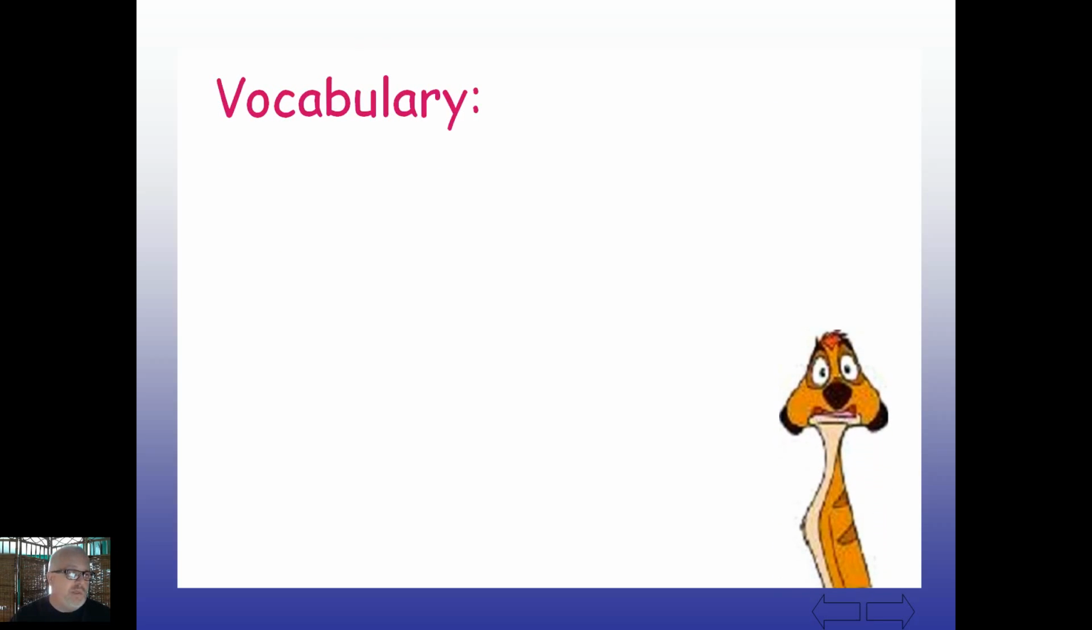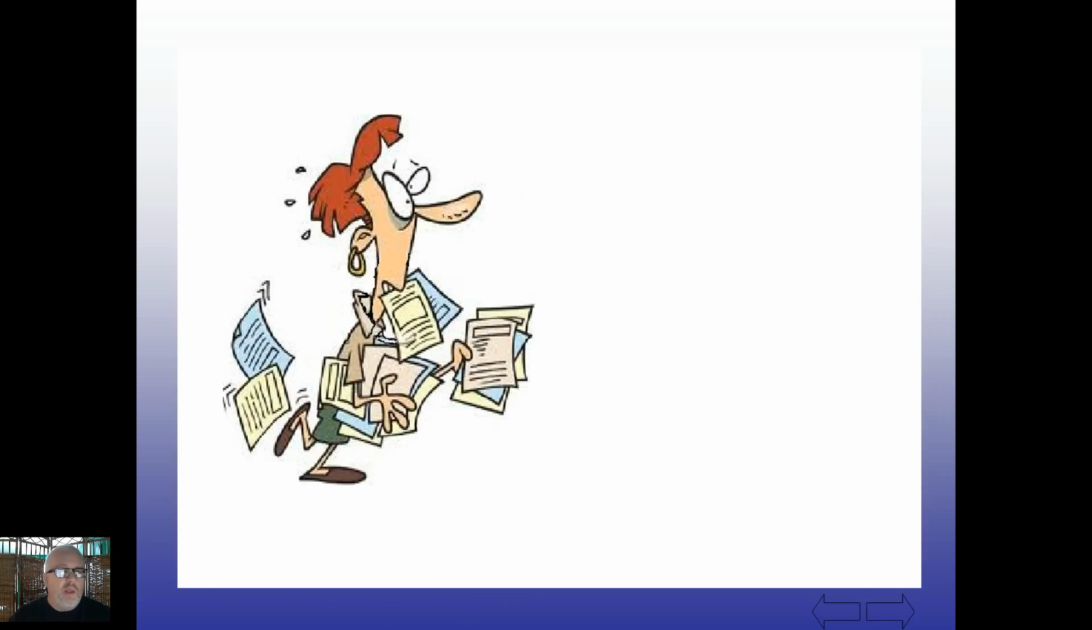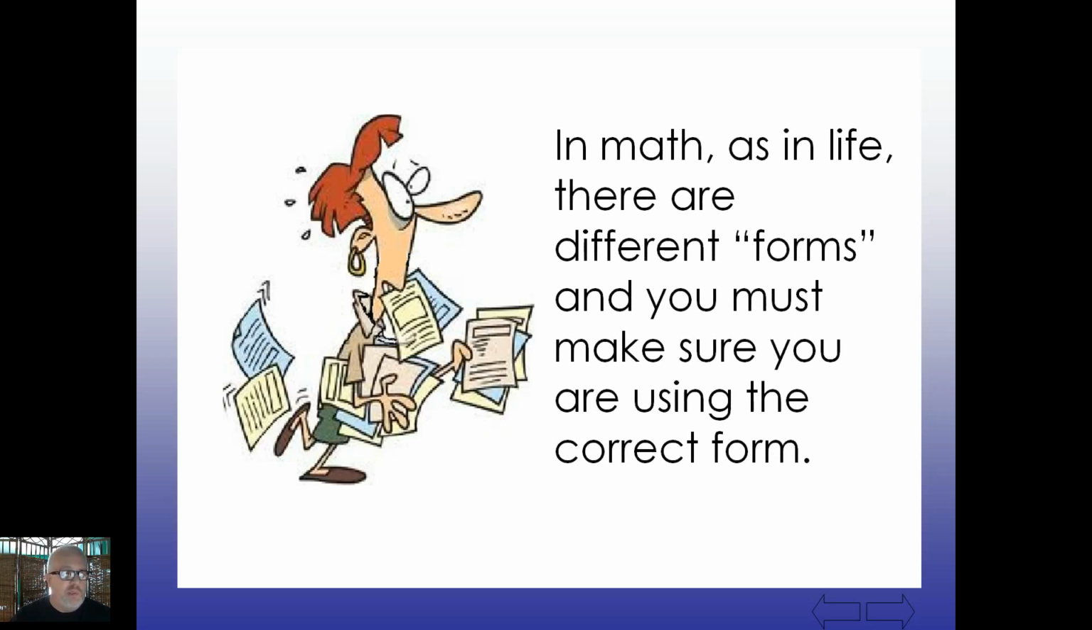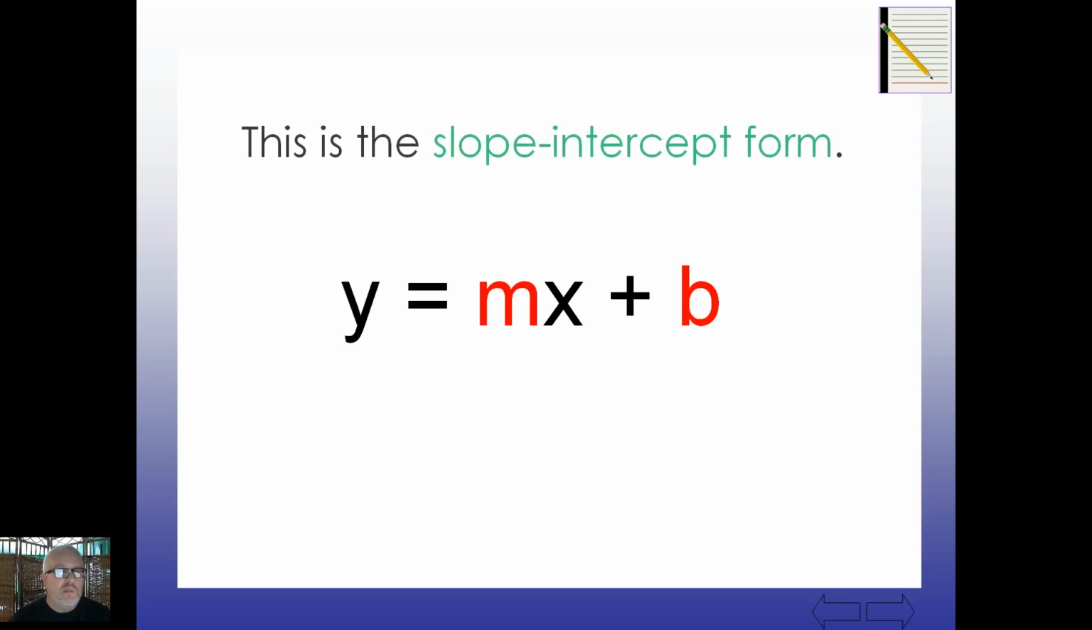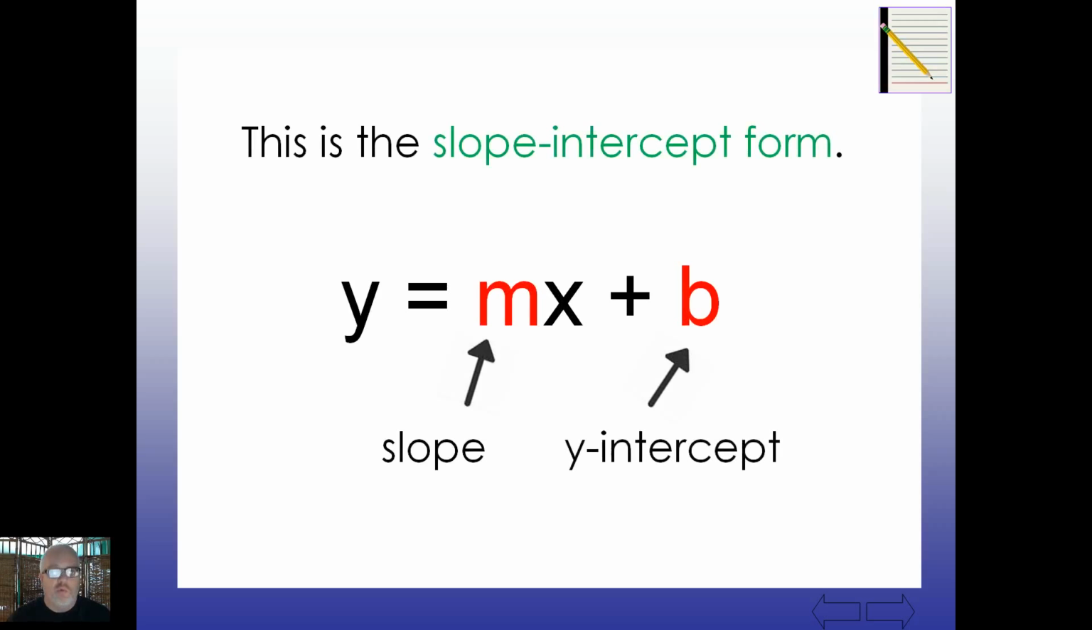Okay, so our vocabulary for today, we're looking at point slope form. Now make sure you have your notebook ready, because here we go. This is going to be something you've never seen before here. In math as in real life, there are different forms, and you must make sure you're using the correct form when we're doing our work. This, of course, is the slope-intercept form. You saw this in 7th grade. M being the slope, B being the y-intercept, just like we just got through reviewing.